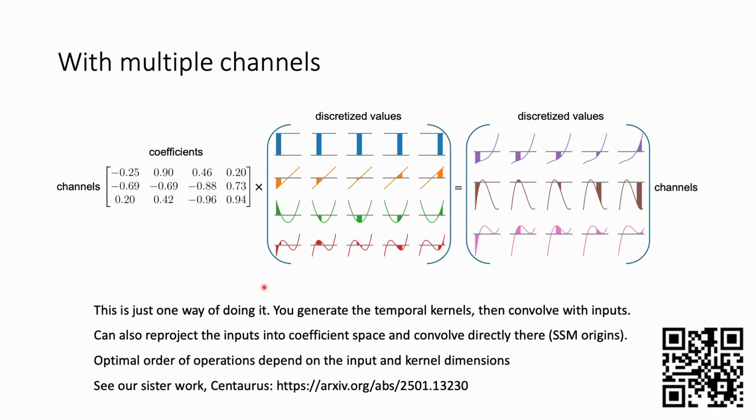And this is just one way of doing it. In this case, what we describe here is that you generate the temporal kernels first, and then you can convolve them with the actual inputs, which is not shown here. But an alternative way of doing it is to reproject the inputs into coefficient space, and you actually convolve directly in that space. And this is actually part of the HiPPO paper, which is the origin of SSMs.